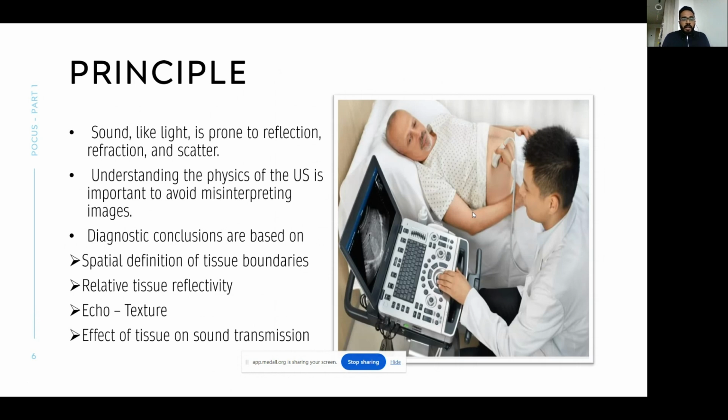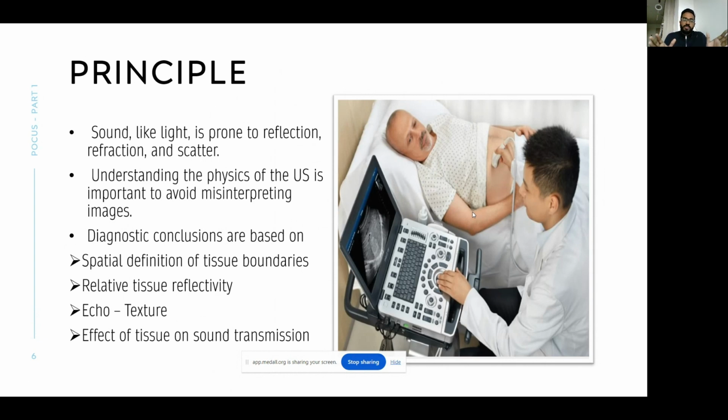Now, what you need to understand while you look at the image and try to get to a diagnosis from that image is that sound, like light, has all these properties of reflection, scattering, and deflection. And if you don't understand the basic biophysics involved in ultrasound image creation, while you read the image, you are prone to make errors or misinterpretation of this image.